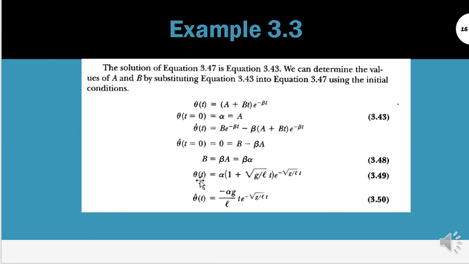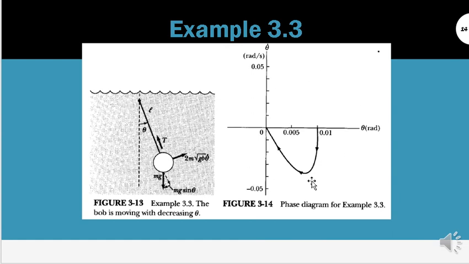Now, by using equations 3.49 and 3.50, we can actually have this graph. By using a graphing tool or computer programming, we will know that this is the graph of the critically damped situation. As you can see here, after the mass reaches its maximum value, it suddenly goes to zero, and it will not go to the other side anymore.